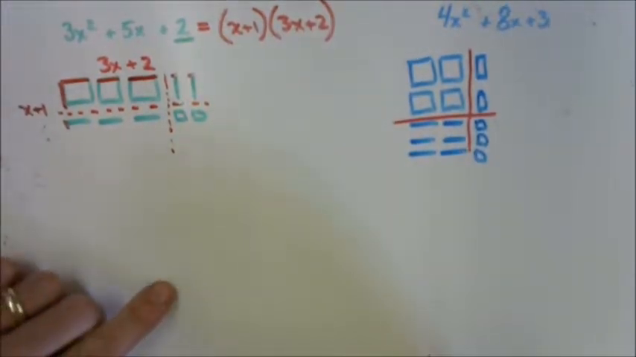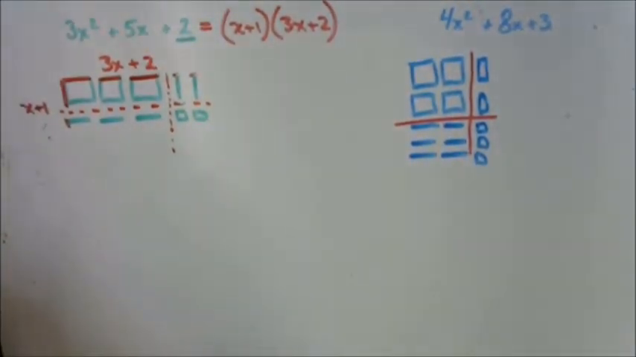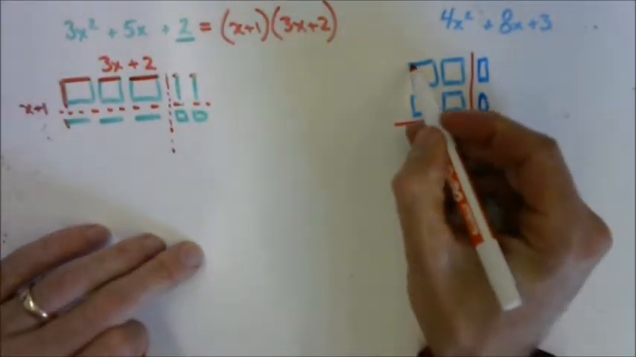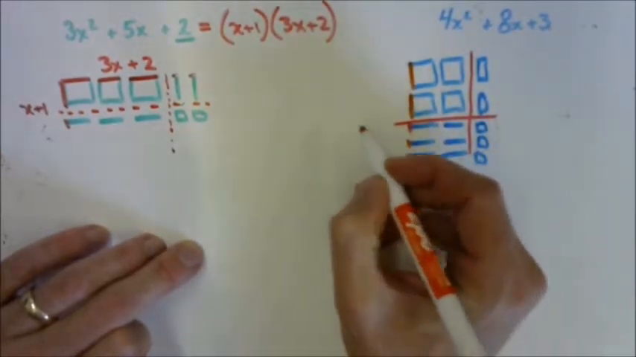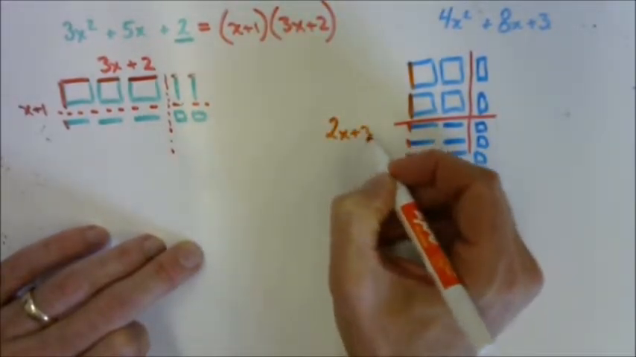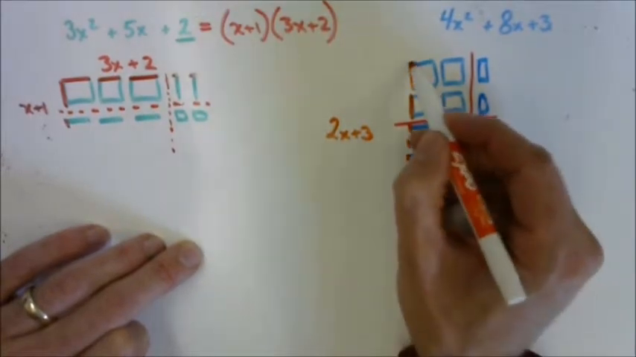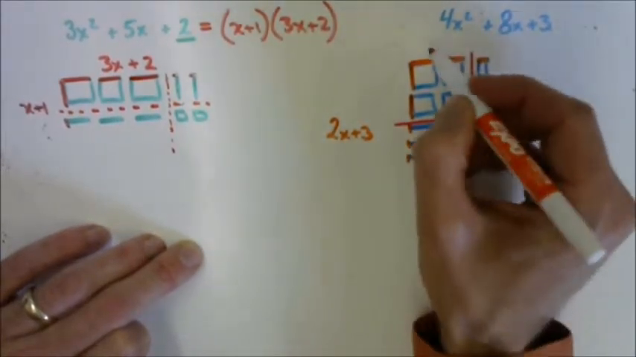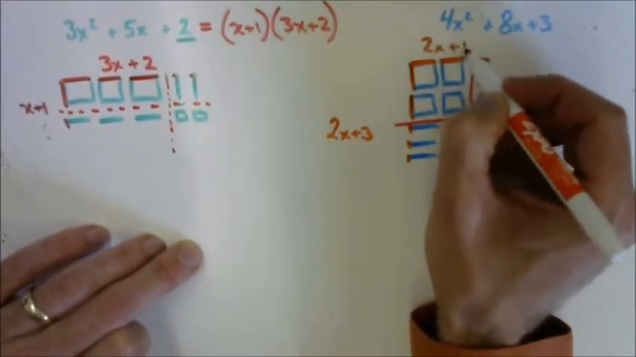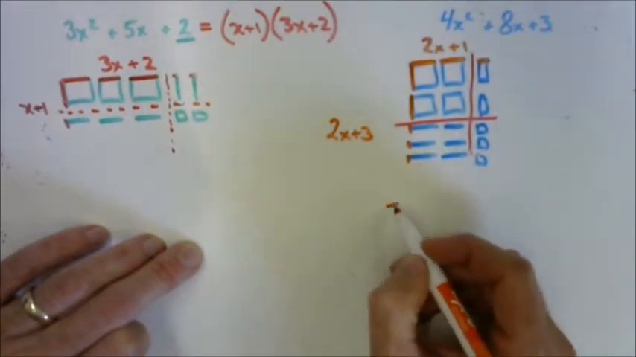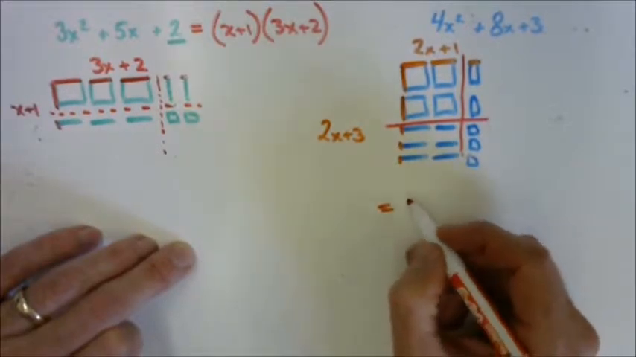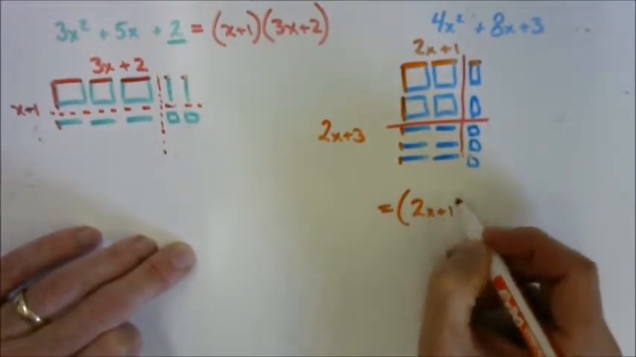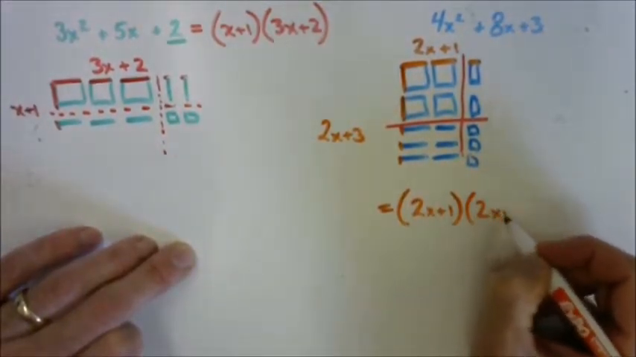Good? No, look at it. You have 3x. And now we look at our dimensions. So we're looking at the side lengths. Here we have x and x, and then 1, 1, 1. So that's 2x plus 3. Here we have x, x, 1. That's 2x plus 1. I see what you mean. So 4x squared plus 8x plus 3 as a product of two binomials is 2x plus 1, 2x plus 3.